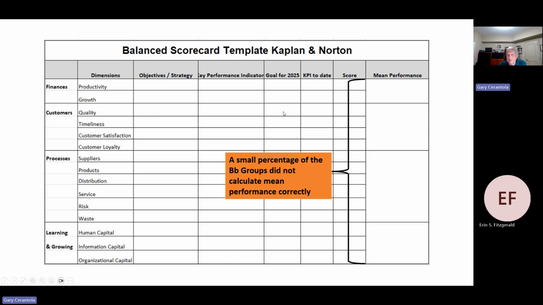Again, when you're doing a BSC, just remember, a small percentage of the Blackboard groups didn't calculate the mean correctly. This is just the average of these two scores. This is the average of these 1, 2, 3, 4 scores.